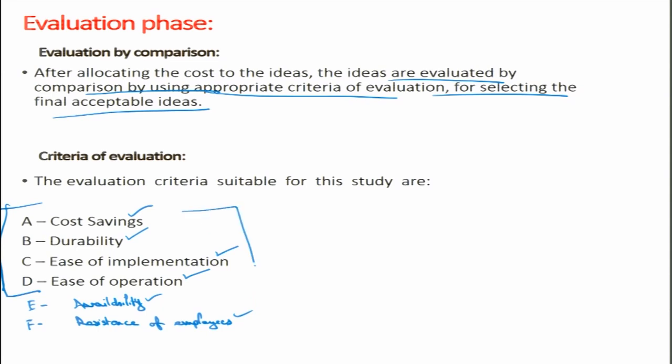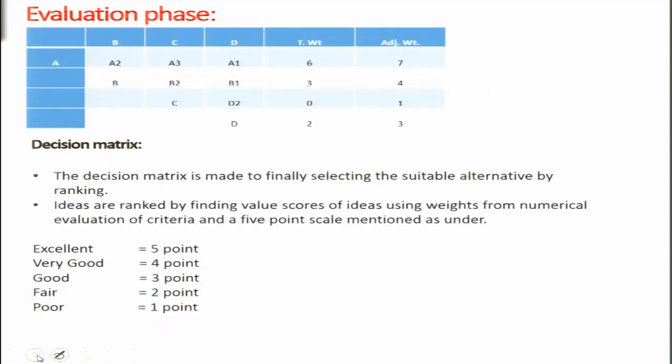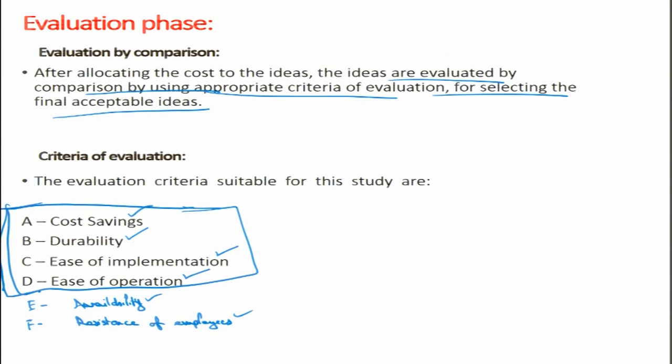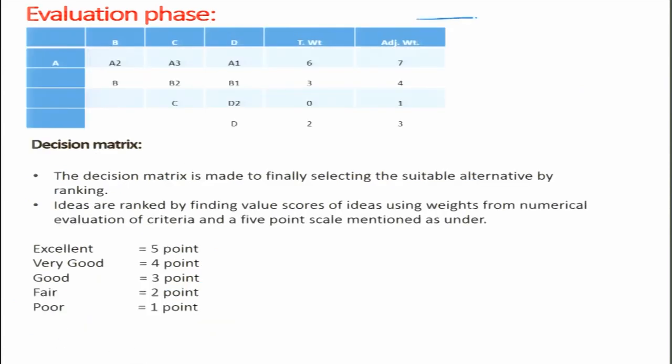Okay, but these are the major four criteria, not ideas. Those were taken. Also, we can have green criteria, which I will show in forthcoming slides. Based upon these, first of all, we need to rank these: cost savings, durability, ease of implementation, ease of operation. These are again ranked using a numerical evaluation phase.